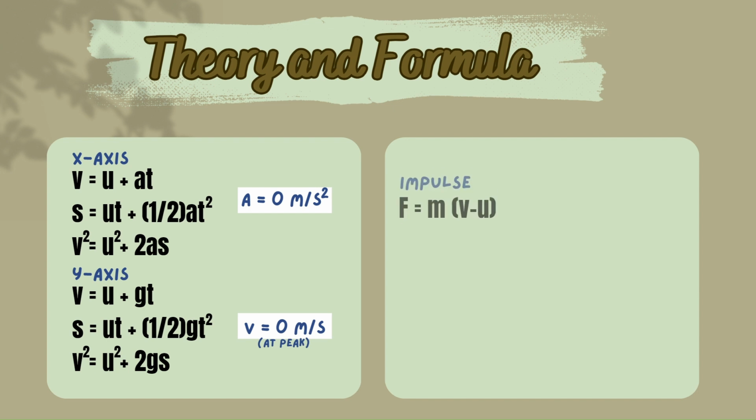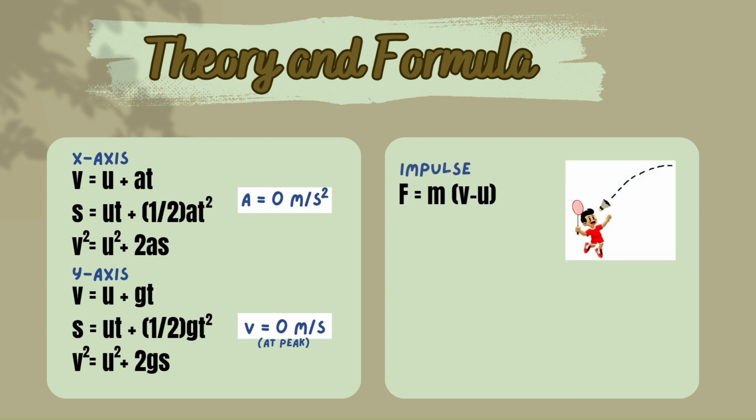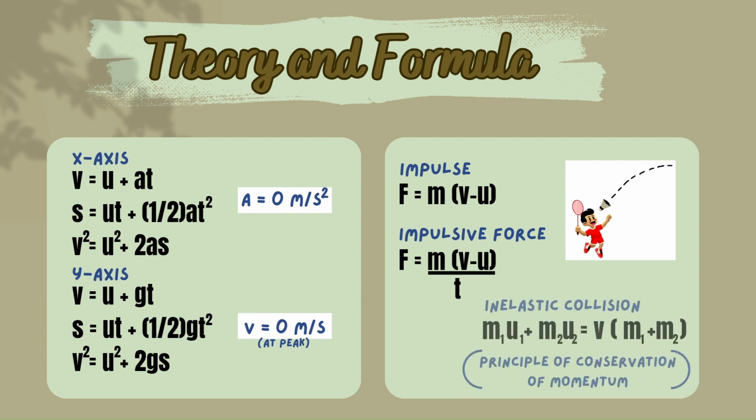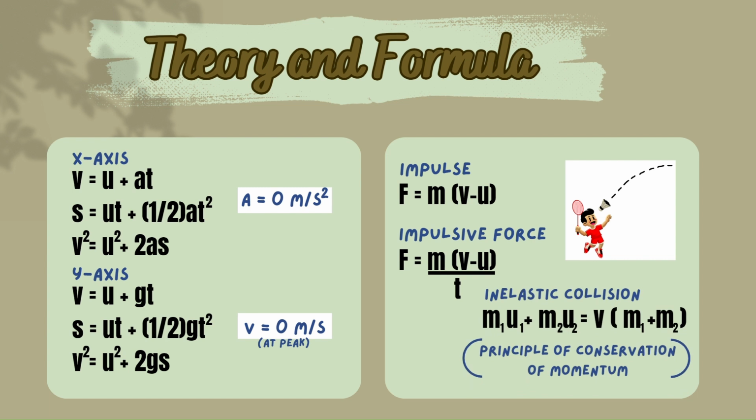Next, we have the impulse, which is F t equals mv minus mu, and impulsive force, which is F equals mv minus mu over t. Based on this formula, when the time of contact is low, the impulsive force produced will be high. And lastly, based on the principle of conservation of momentum, since this is an inelastic collision, the formula will be m1u1 plus m2u2 equal to m1v1 plus m2v2, where the velocity after the collision will be the same.